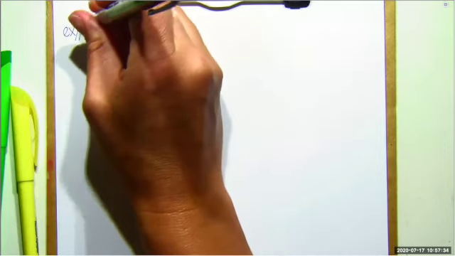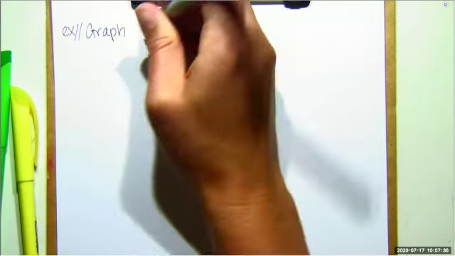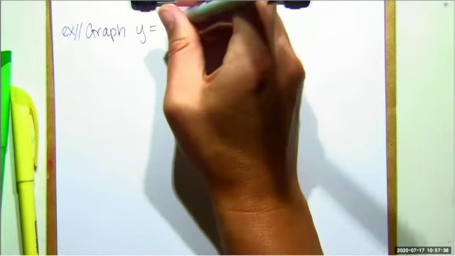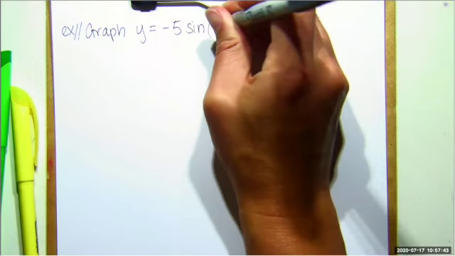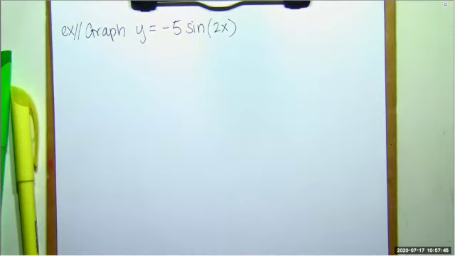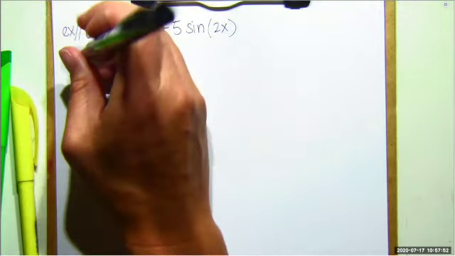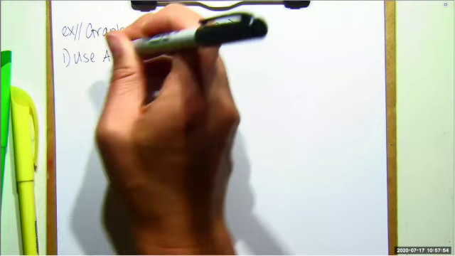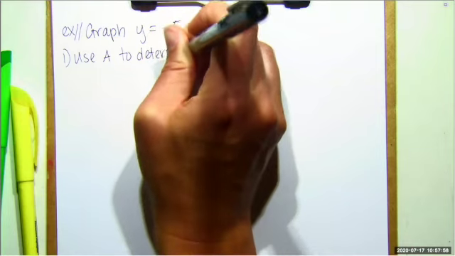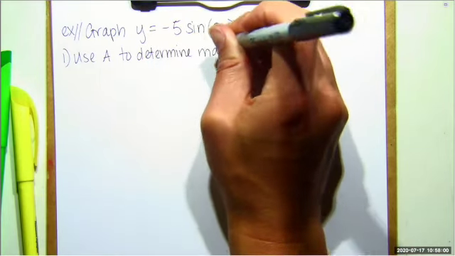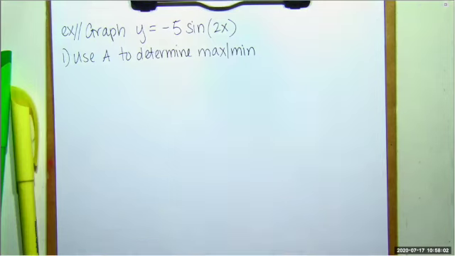Let's graph y is equal to -5 sine of 2x. Okay, so our first step, we'll use A to determine where the max and the mins are. In other words, what the height of the wave is.